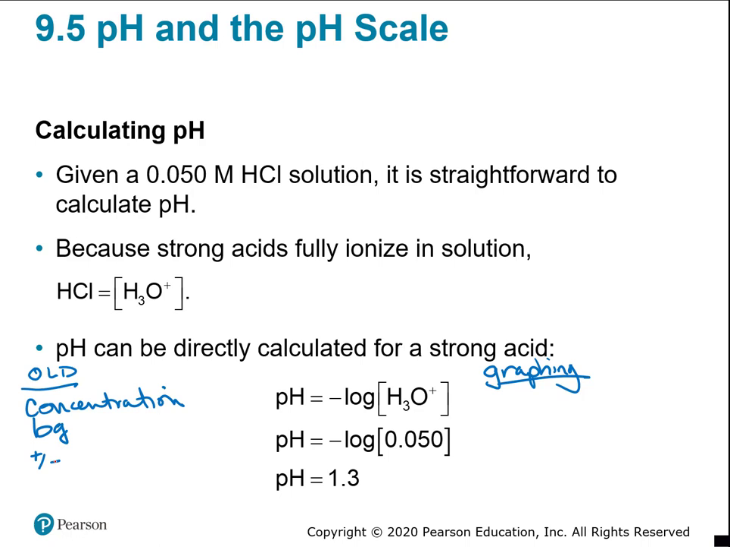Okay, so it kind of seems backwards. Old calculators can only do functions if you put a number in first. So with old calculators, you put the concentration first, then hit log, then the plus minus button.